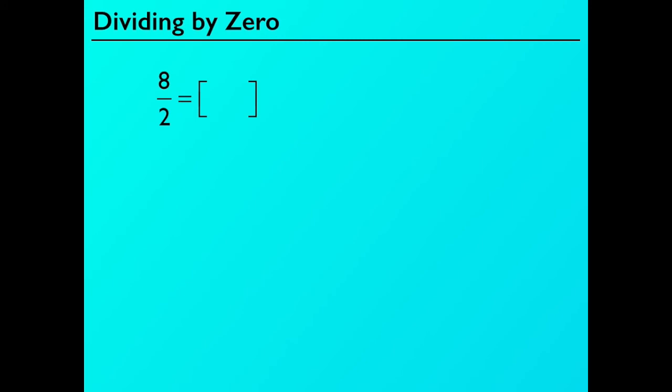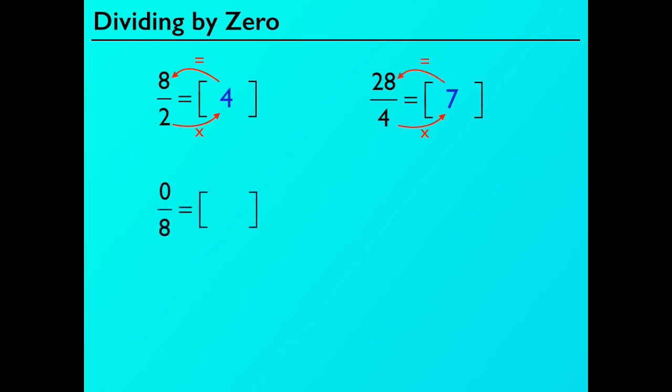Let's look at the structure of fractions. 8/2 is 4, and 2 times 4 is equal to 8. 28/4 is 7, and 4 times 7 is equal to 28. But what about this one? 0/8. 8 times what is equal to 0? 0.